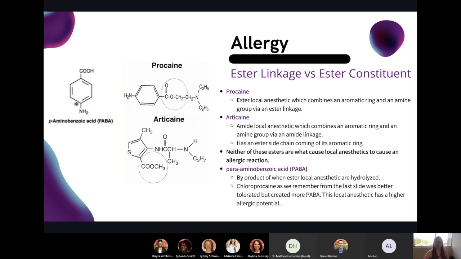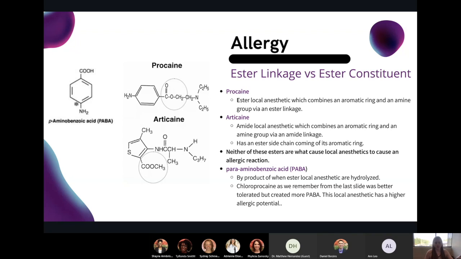Remember, procaine is an ester-type local anesthetic that has an ester linkage in the intermediate chain that links the aromatic ring and the amino group. Articaine, as you can see here, is an amide local anesthetic which combines an aromatic ring and an amine group via an amide linkage. Articaine has an ester side chain coming off of its aromatic ring. Neither of these esters are what cause local anesthetics to have an allergic reaction. It's the para-aminobenzoic acid byproduct of when local anesthetics are hydrolyzed that causes an allergic reaction.